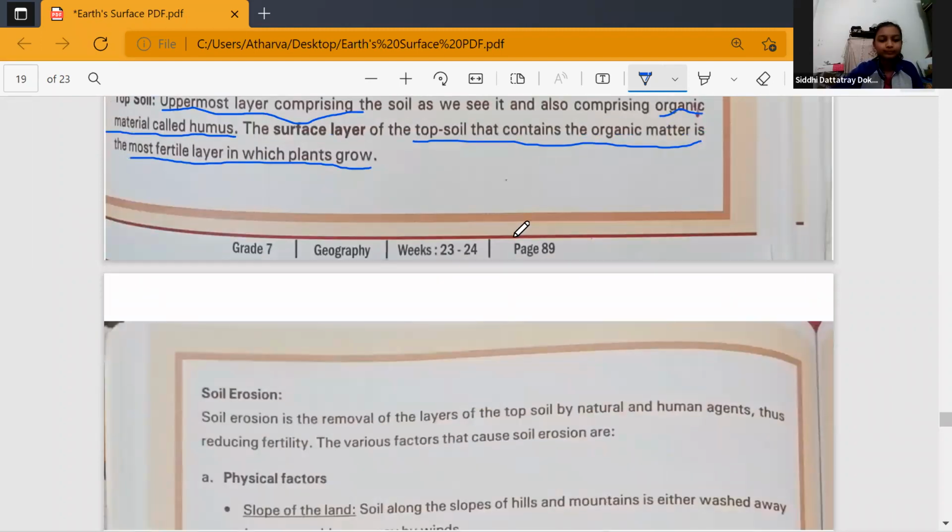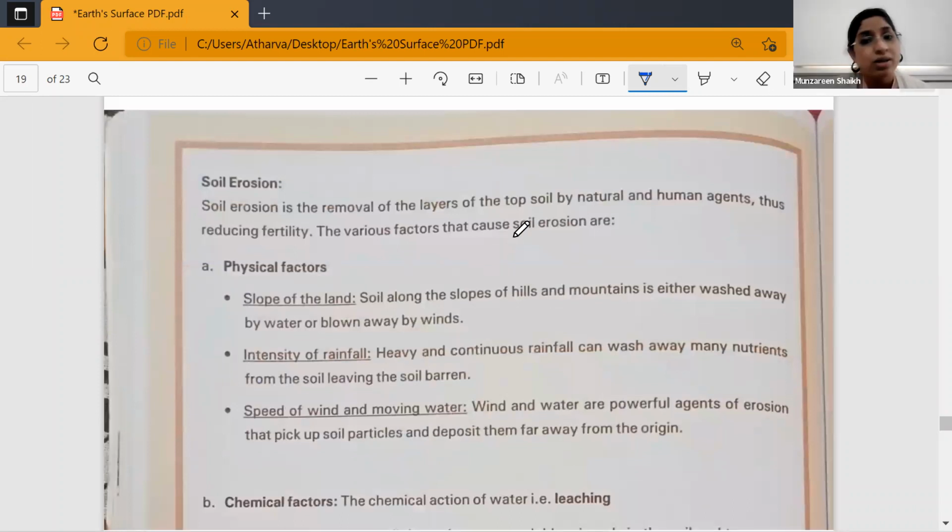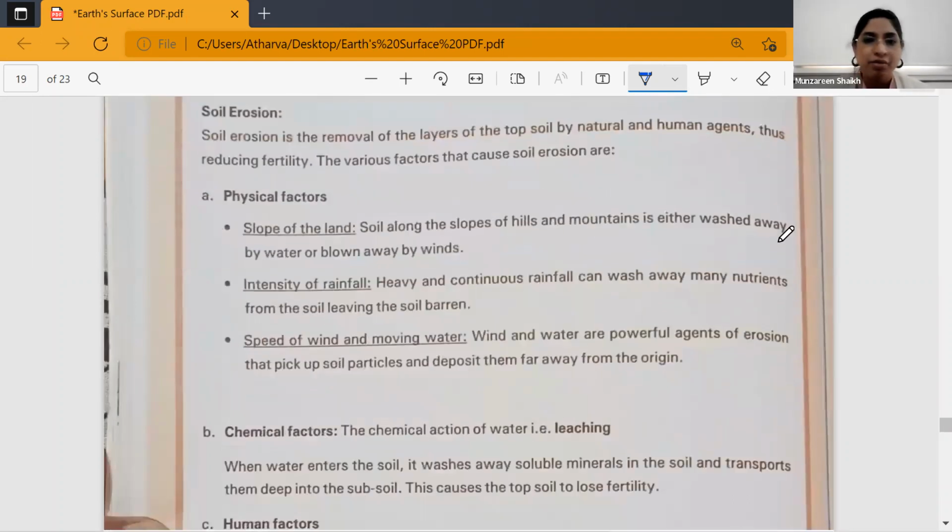Clear soil profile? Yes, ma'am. So now we've already completed soil profile. You all start doing the activity. Okay, I'll brief you about the activity after this session. Now let's continue with soil erosion.